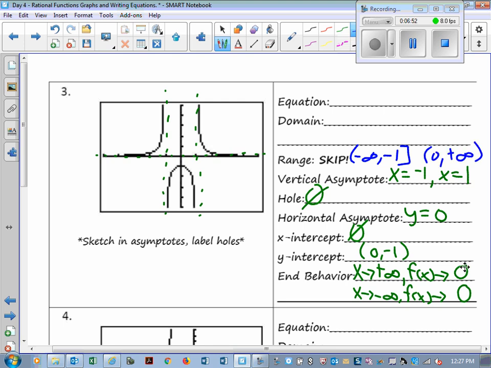You said it wouldn't be a square bracket because we don't reach it? It's not excluded. If it's an asymptote, it's not a square bracket. This is not an asymptote. This is an actual point on the graph that we do reach.